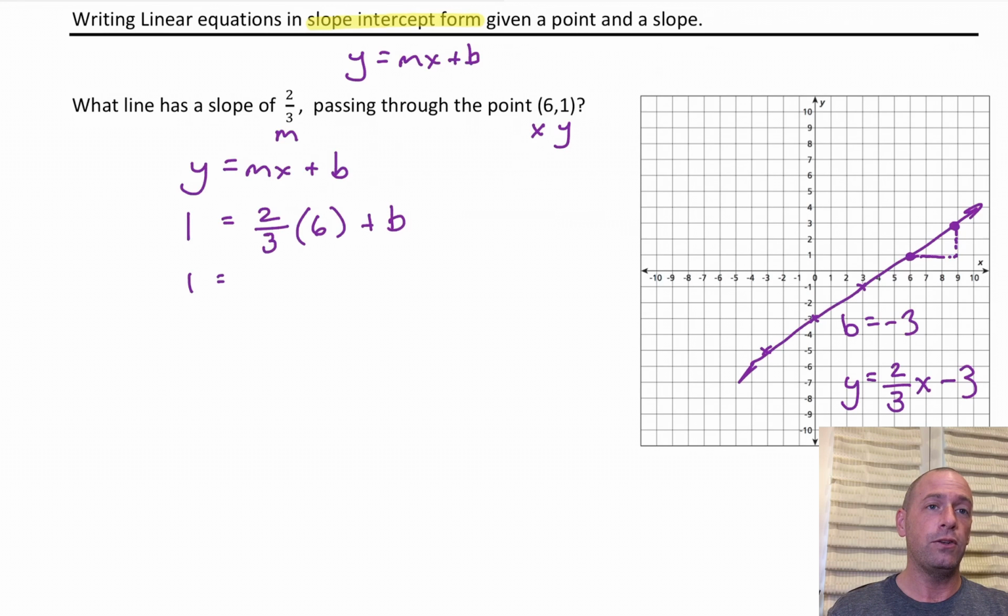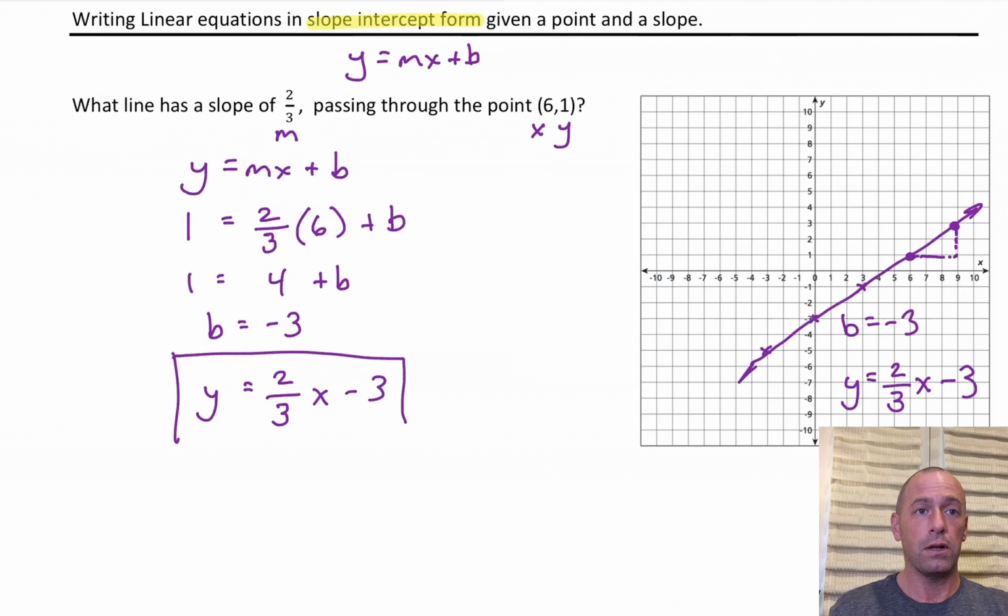So 1 is going to be 2/3 of 6, which is 4, plus b. Subtract 4 from each side to get -3. And a lot of students will stop here, but you're not done yet, because remember, it asks you for the equation of the line. So we have to write it in the form y equals mx plus b. Our slope will be 2/3, and our y-intercept will be -3. Put a box around it, you're done.